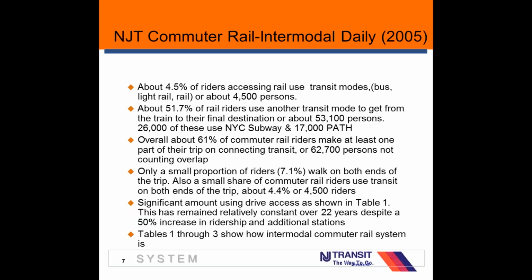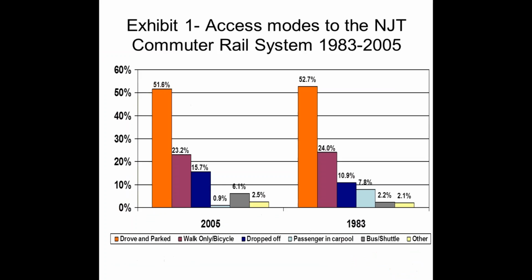As you can see, I'll show you the next table about access. This is showing over 22 years that access to the New Jersey Transit Commuter Rail System has remained relatively the same. The orange bar shows you that the amount of people driving and parking has remained just over 50%. The amount of people walking or biking is about a quarter.